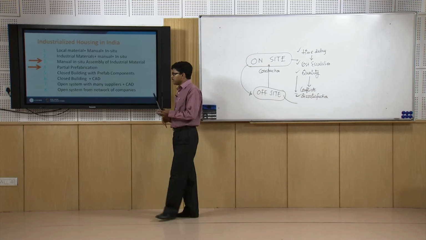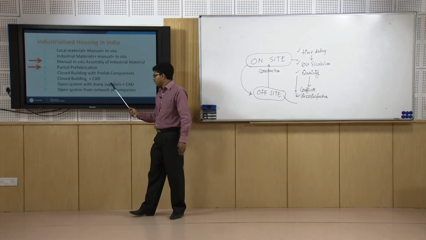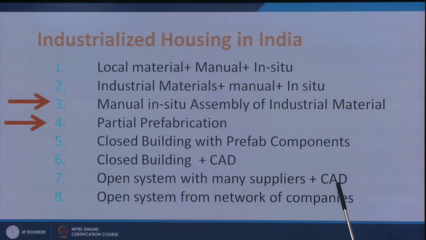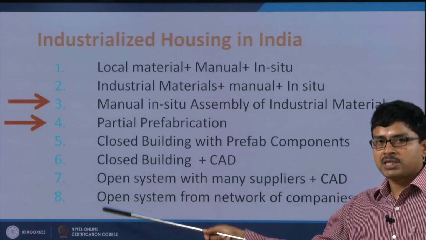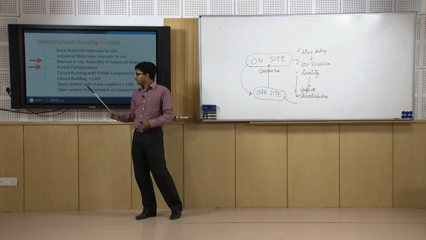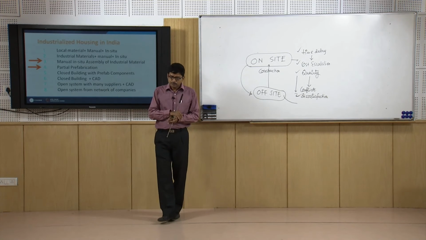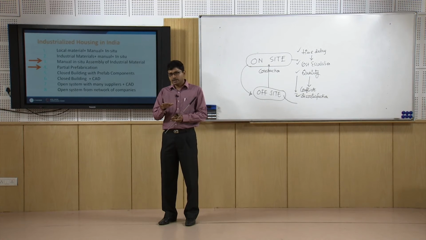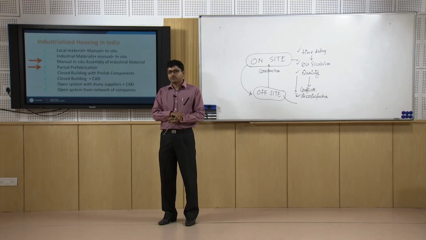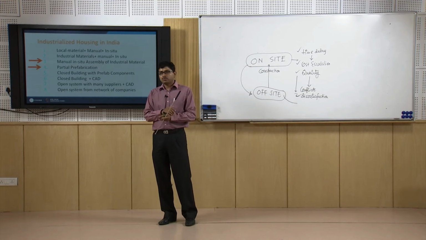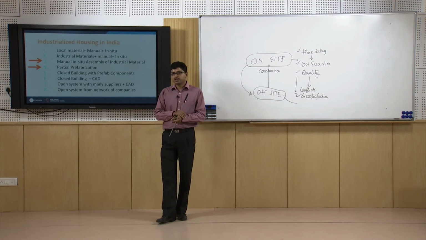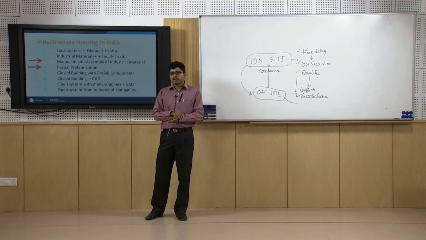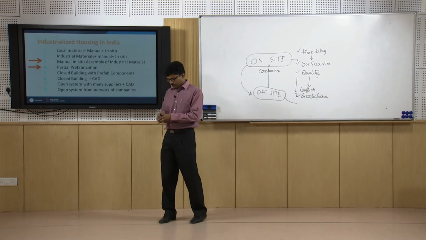After that procedure, the open system with many suppliers with application of CAD, from a network of various companies, can be achieved, but these are further stages which some countries have achieved. In these stages they have many suppliers, many precasters working in the market, and various types of housing typologies available in the market, which need no more than 2 to 3 months to execute on site, and it is cheaper, affordable, and very quickly constructed housing.